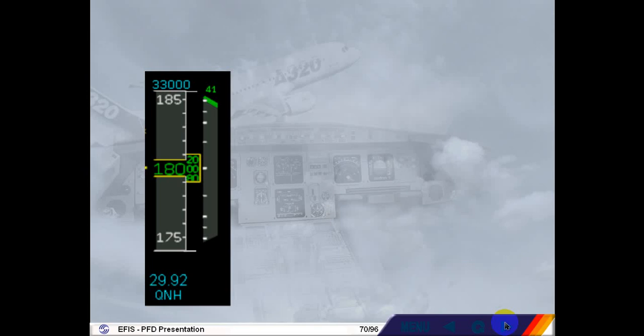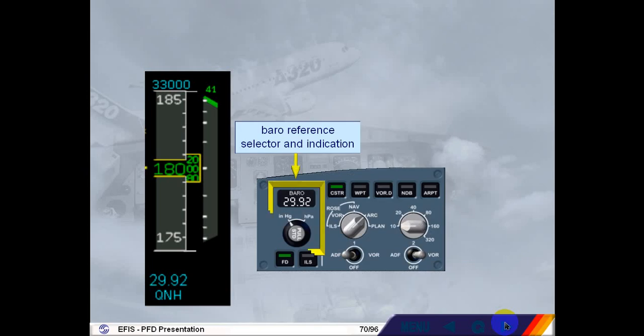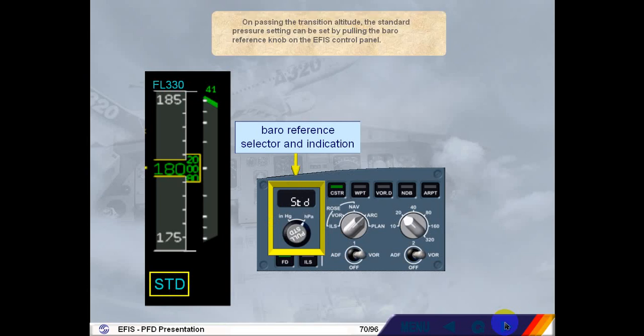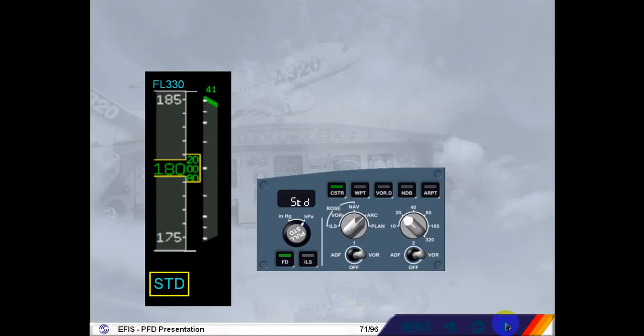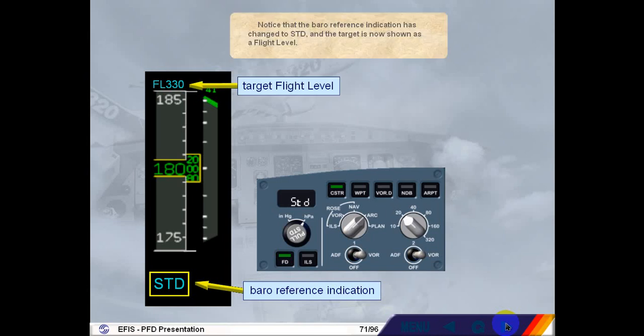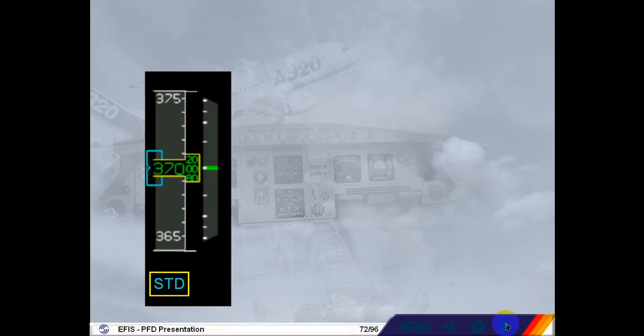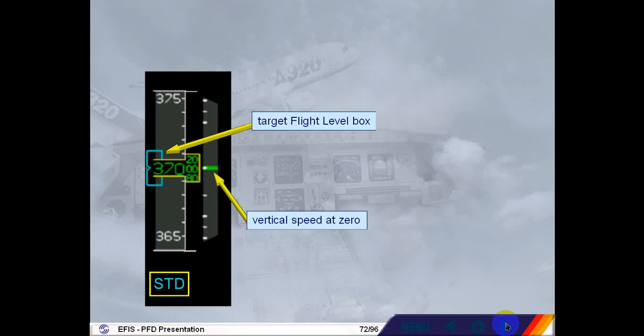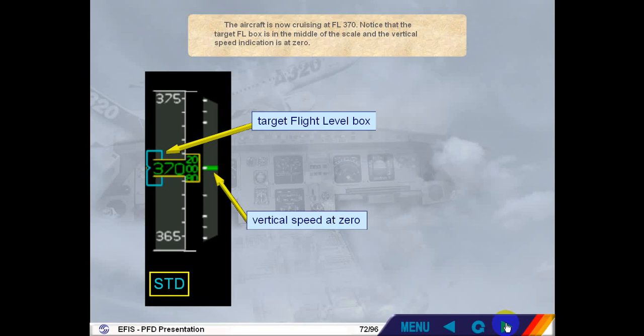On passing the transition altitude, the standard pressure setting can be set by pulling the baro reference knob on the EFIS control panel. Notice that the baro reference indication has changed to standard, and the target is now shown as a flight level. The aircraft is now cruising at flight level 370. Notice that the target flight level box is in the middle of the scale, and the vertical speed indication is at 0.